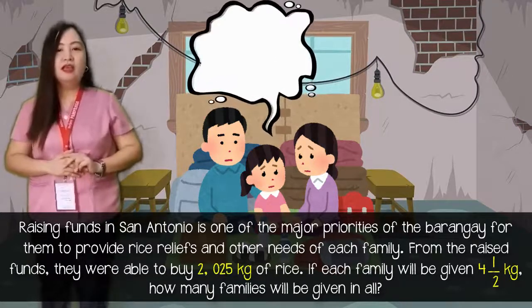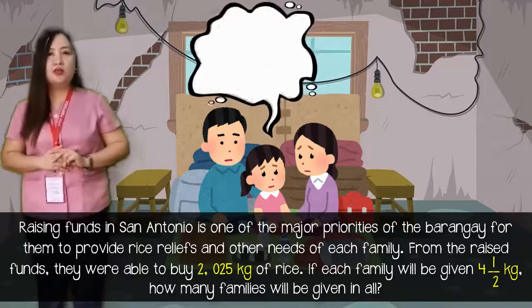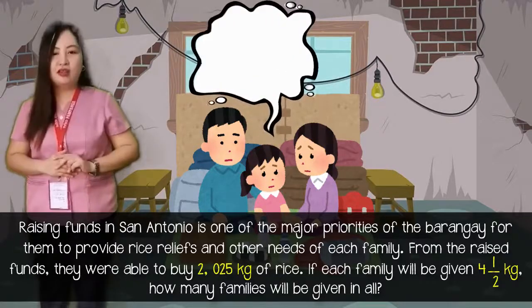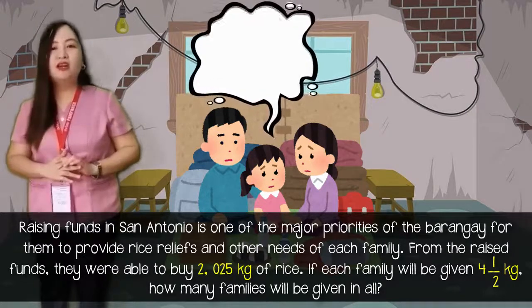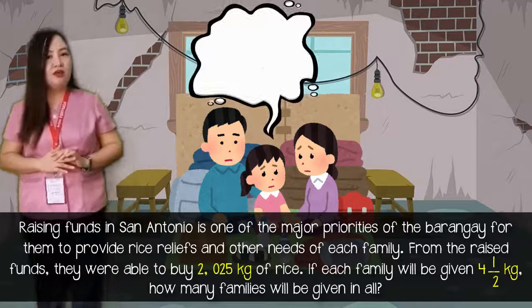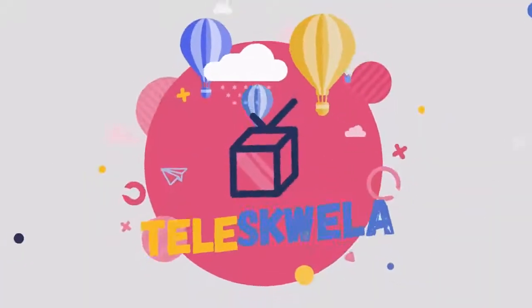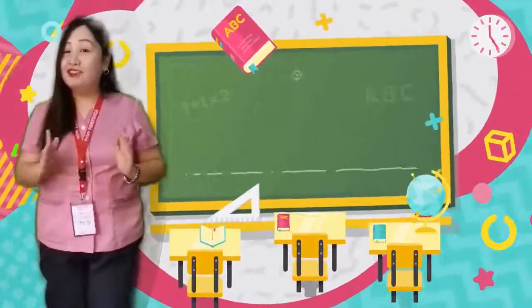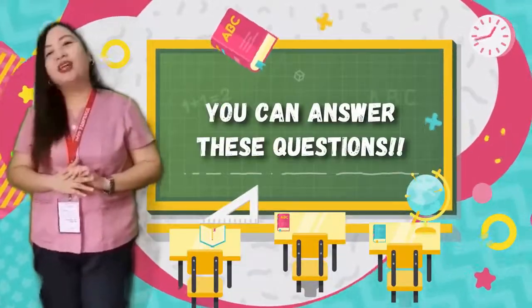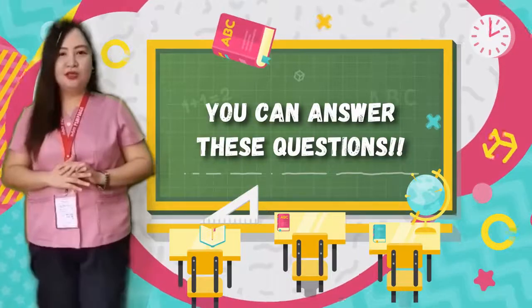From the raised funds, they were able to buy 2,025 kilos of rice. If each family will be given 4½ kilos, how many families will be given in all? Did you understand the story? If yes, I am sure that you can answer these questions.